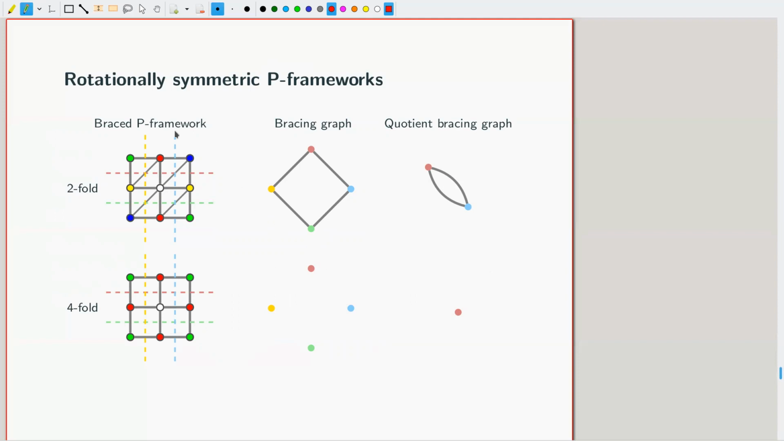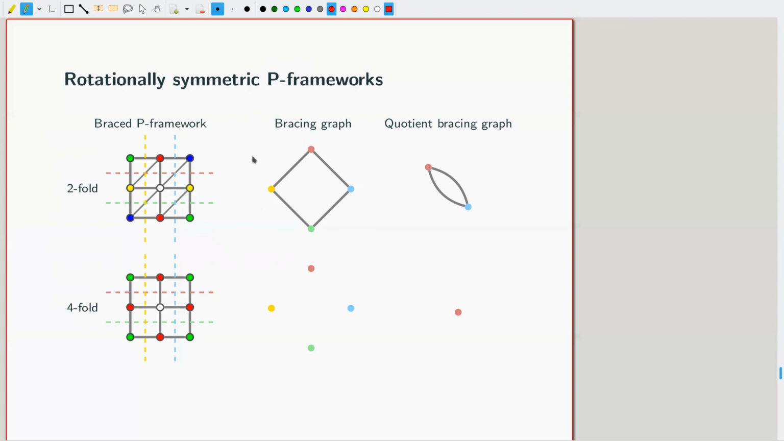So let's just take small examples of something that is n-fold symmetric. And now n-fold, I mean like rotationally n-fold symmetric. And so, for instance, this braced P framework can be seen as a 2-fold symmetric framework. So the red vertices are like opposite to each other with respect to the white center. The yellow ones are obtained by rotating by 180 degrees, and also the blue and green ones.